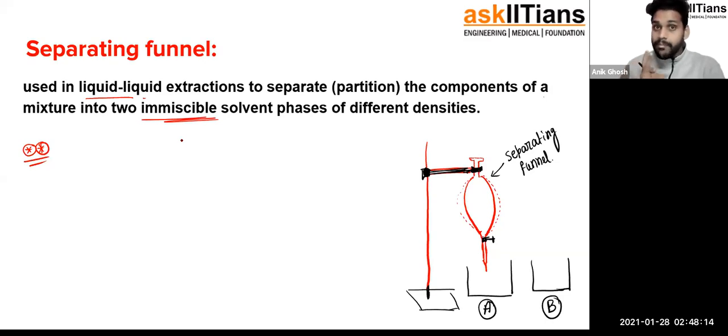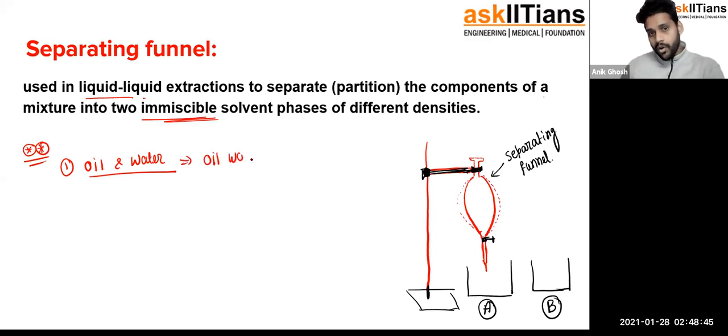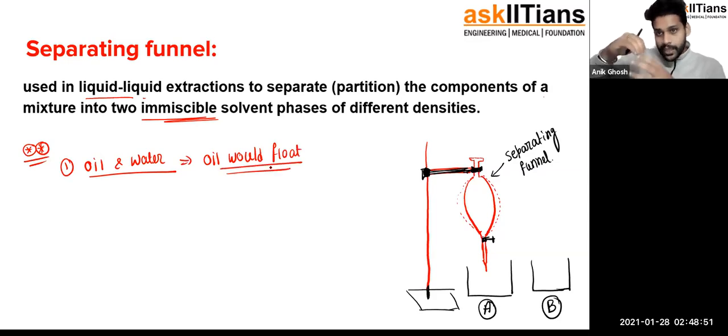So the thing is, when there are two immiscible liquids, like oil and water, let's consider oil and water. These two are immiscible liquids. When they're mixed together, and you want to separate them out, you can use the separating funnel. Now, how is it operated? Oil does not mix in water. If you take some oil-water mixture, what would happen? Oil would float. So the water layer would be at the bottom and the oil layer would be on the top.